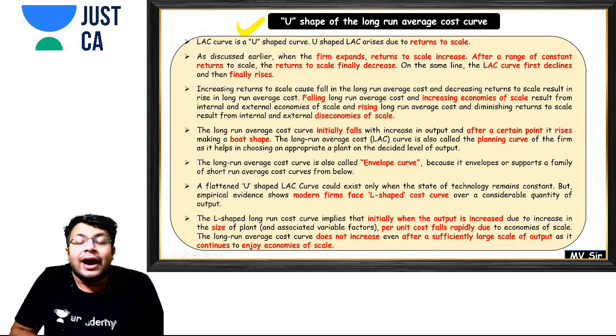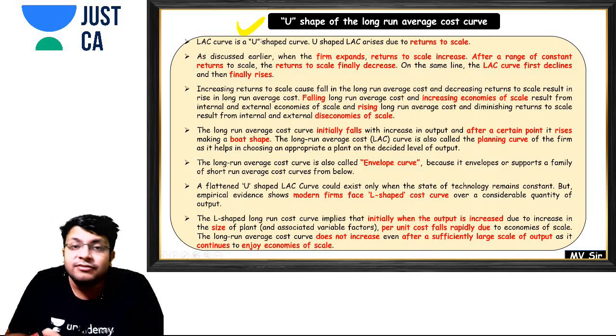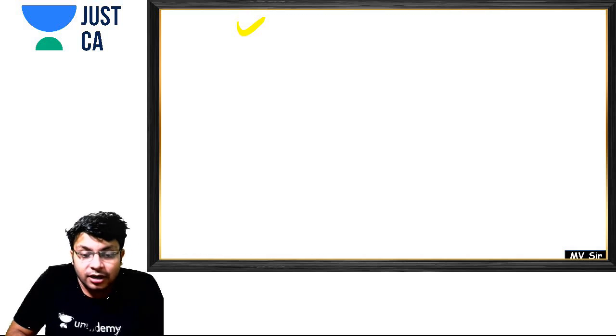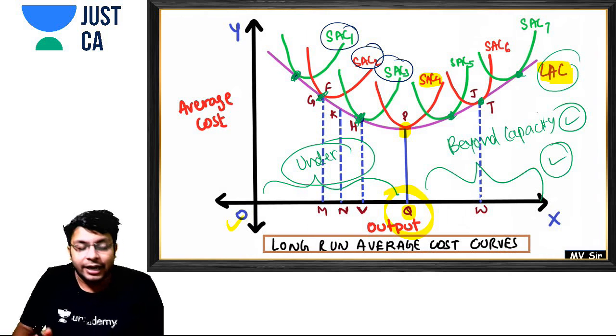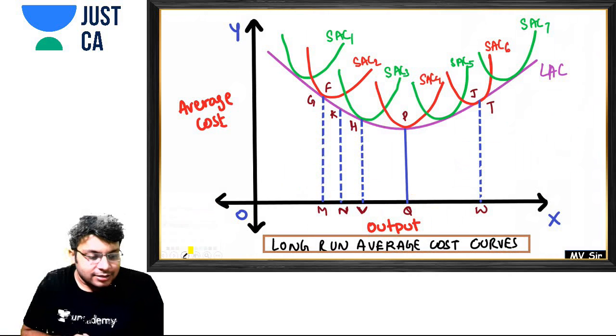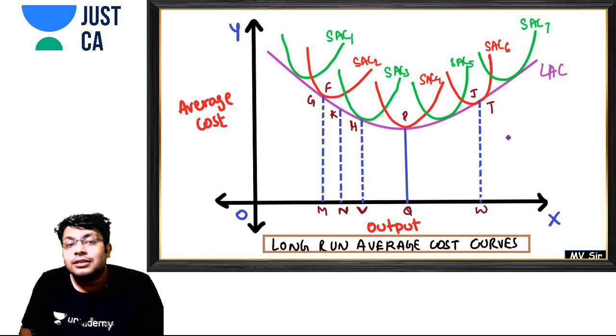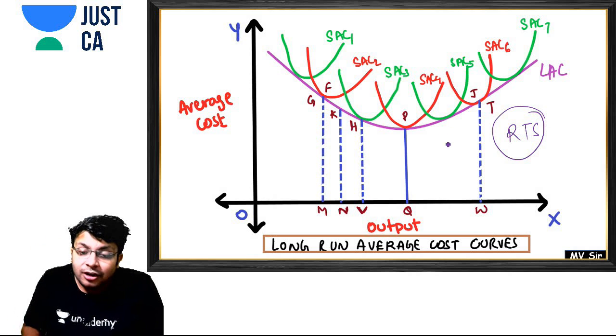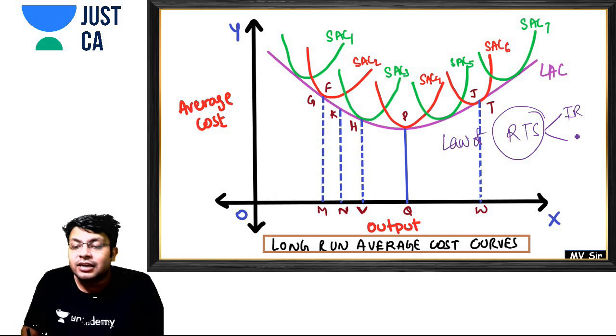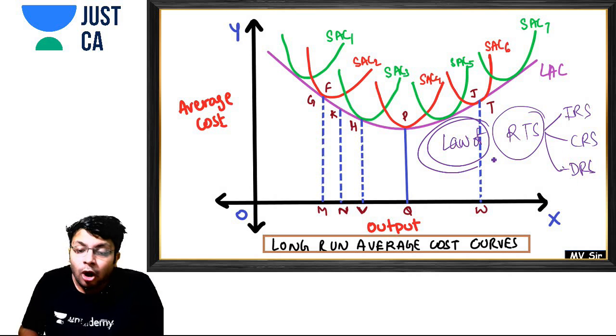Now why is the shape of the long run average cost curve U shaped? The actual reason for this is the law of returns to scale. The problem in your ICS study material is that in your book they have taught you what returns to scale is, but they have not taught you the law of returns to scale. They have just told you there is increasing returns to scale, constant returns to scale, and decreasing returns to scale, but they have not explained the law of returns to scale.